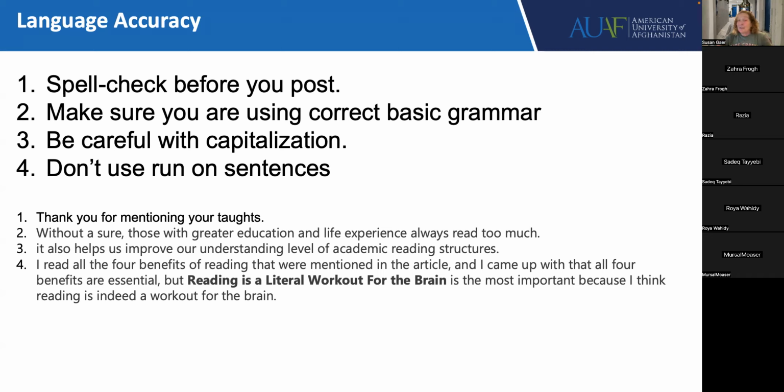I'm sorry if it's your sentence, but these are great examples, and that's what I wanted to share. Without a sure, those with greater education and life experience always read too much. Now, there's a couple of problems here. The comma's in the right spot, but what does it mean, without a sure? Perhaps they might have meant without a doubt. Without a doubt. Yeah, that's what I'm thinking. Those with great, okay, and then what is wrong here with the 2? That cannot be used in a positive manner. That is a negative meaning. Correct. This 2, TOO, is a negative.